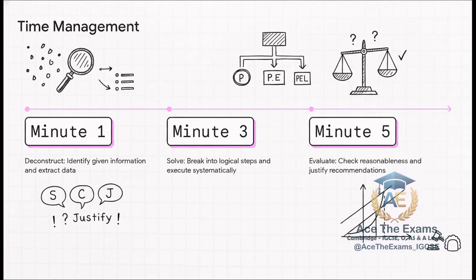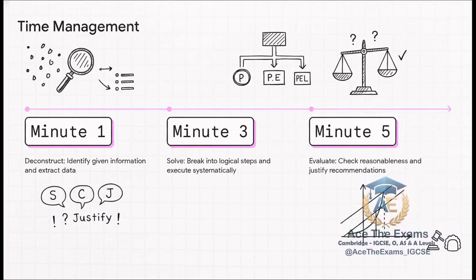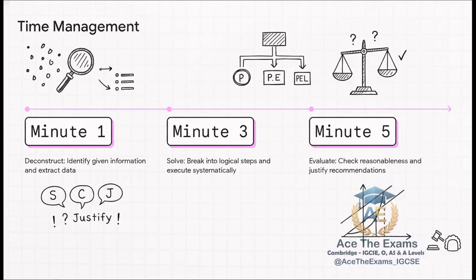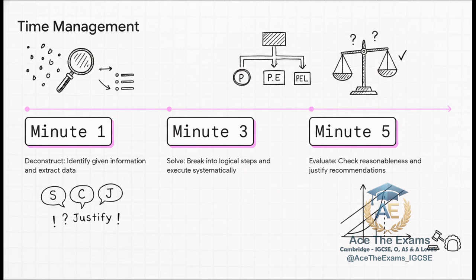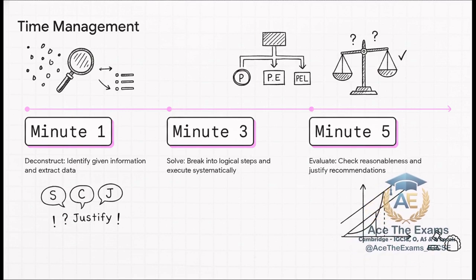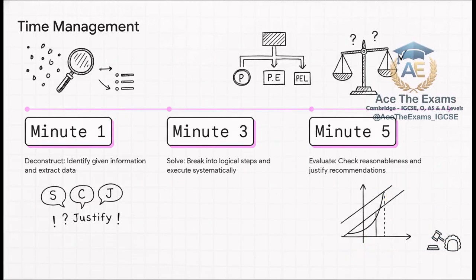Minute 3 is for solving. This is where you break the problem into logical steps and execute them systematically, using that PEEL methodology we talked about. Finally, Minute 5 is evaluate. Check your answer for reasonableness. If you've restricted a domain for an inverse function, does your new range actually match the original restricted domain? It has to. You must evaluate your own evidence before you hand it over to the judge.